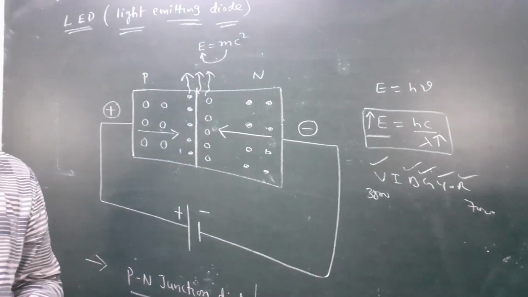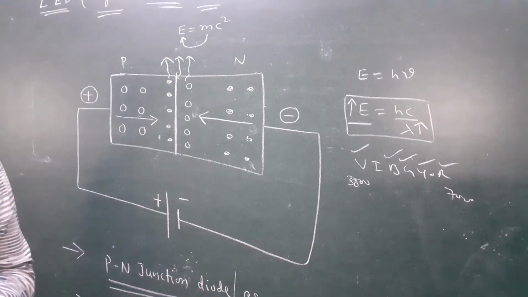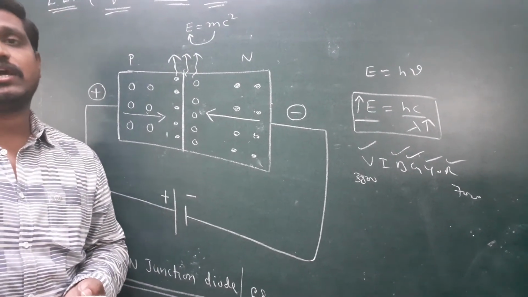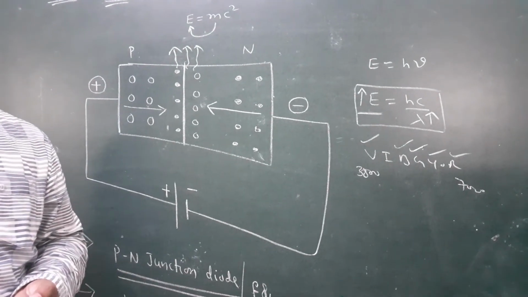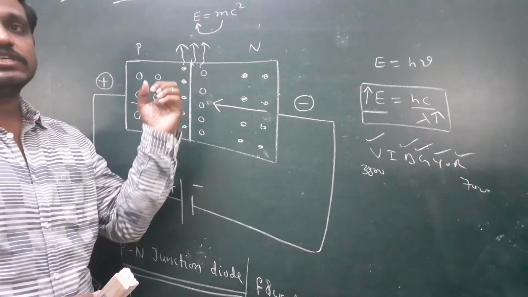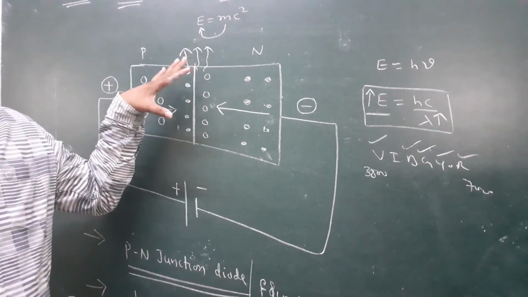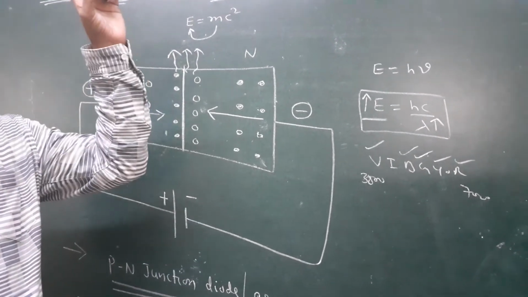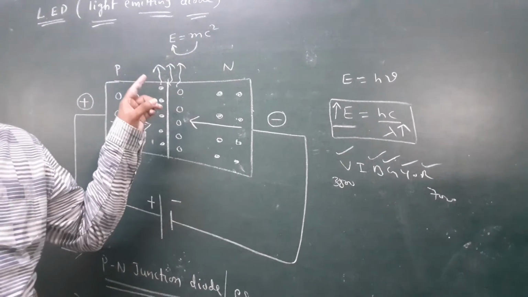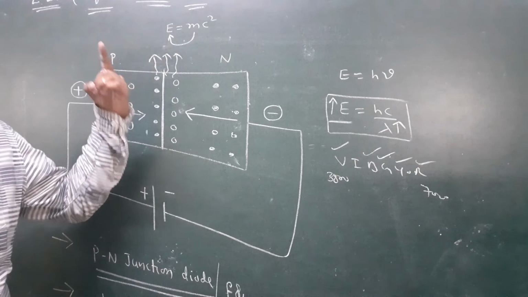Once again I repeat, what is an LED? LED means light emitting diode. Here a PN junction diode is connected in forward bias, so majority and minority charge carriers combine at the junction and release energy, that is, they release light. This is the reverse process of the photodiode and the solar cell. In the photodiode and solar cell, light energy is converted into electrical energy. Here, electrical energy is converted into light energy to emit light in different colors.